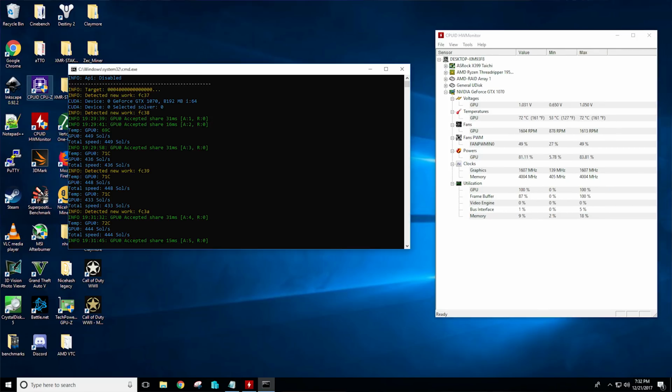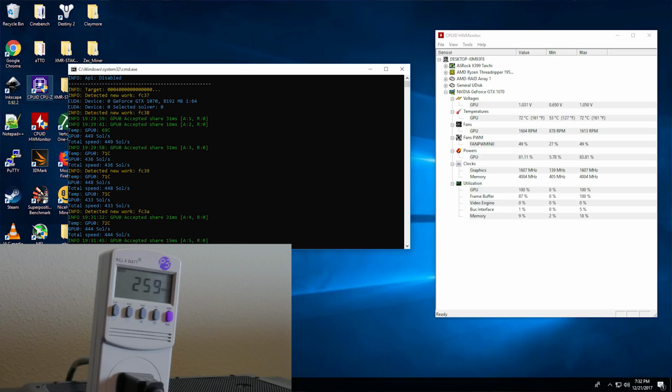Next, we have Equihash, where the most popular coin is going to be Zcash, with 435 to 460 solutions a second at 259 watts total system and 71 degrees Celsius max temperature. These are pretty good numbers, of course, and there is some tweaking you can do that will improve it. So if you're looking at mining Zcash, this is definitely one of the better options to take a look at.